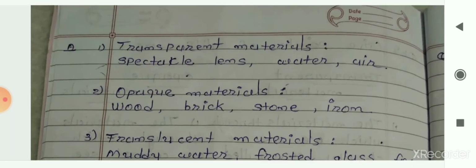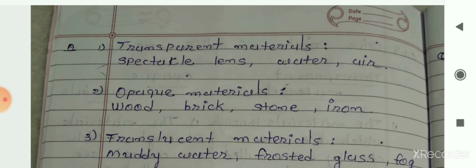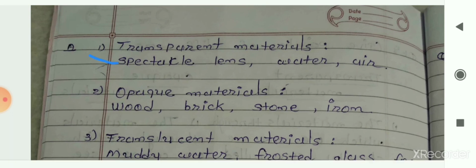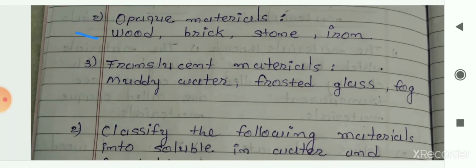Here is the answer given to you. Transparent materials: spectacle lens, water and air. Opaque materials: wood, brick, stone and iron. And next is translucent materials: muddy water, frosted glass and fog. These materials are the translucent materials.